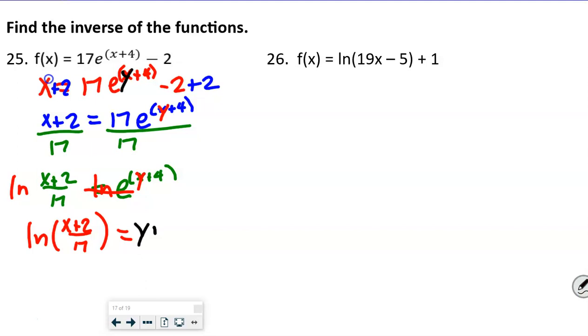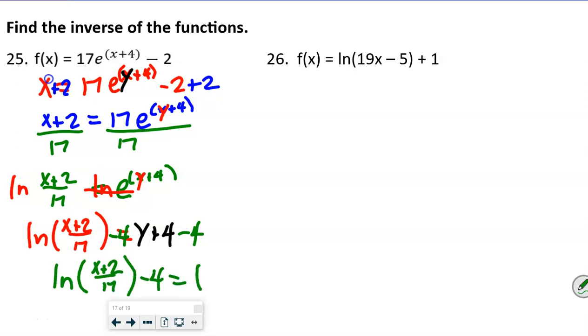So that is y plus 4. So our last step is going to be to subtract 4 from both sides. So it's going to be ln of (x plus 2) over 17 minus 4. That's going to be our inverse.